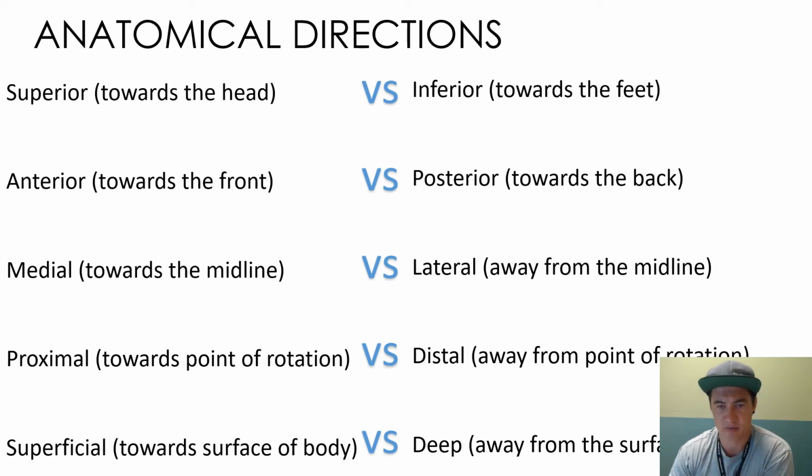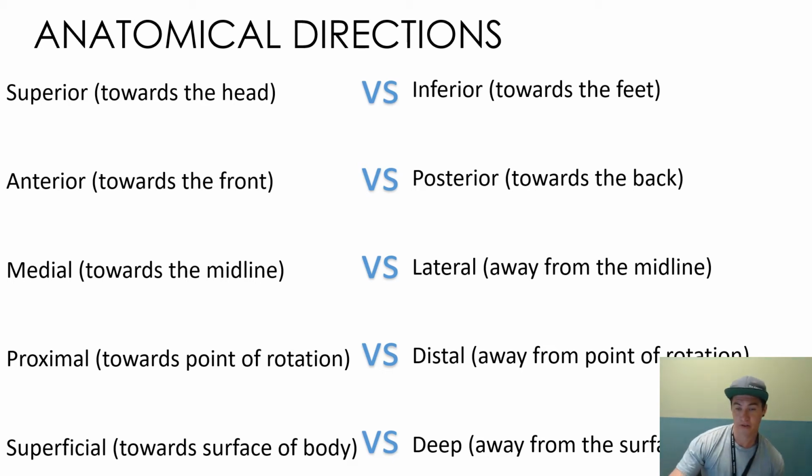I often think of posterior sounds like posture. When my mum always used to tell me to fix my posture, I had to pull my shoulders back. So I think posterior means back. Anterior is the opposite. Medial sounds like middle, so it's towards the midline of the body. Lateral is away from the midline. Proximal means towards the point of rotation. So if we look at the arm, proximal is towards the shoulder, whereas distal is further away. And proximal and distal describe position on your limbs, so your arms and your legs.